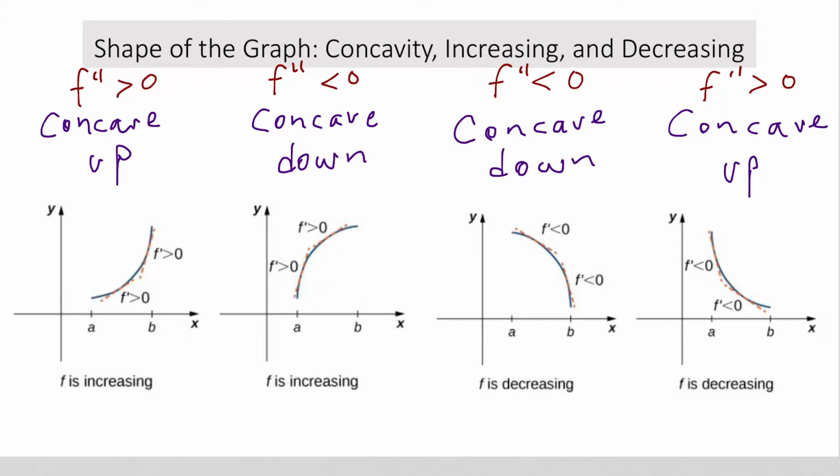So you can see that the signs, we've got positive, positive. So I'm talking about second derivative, first derivative. Here I've got negative, positive. Here I've got negative, negative. And here I've got positive, negative. So the combination of the signs of the first and second derivative tell you what the shape of the graph is in that section. And we're going to use this knowledge to find the shapes of certain graphs.